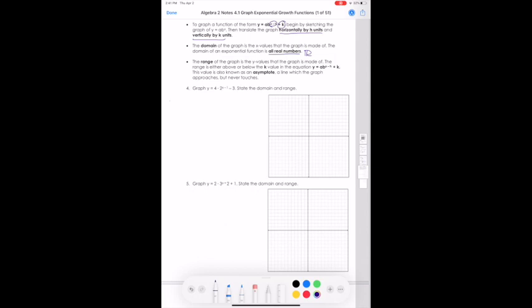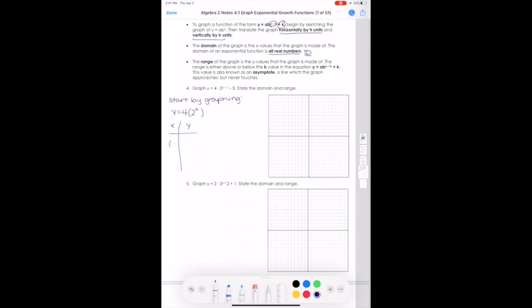So domain is x values, so what x values are included in the graph. For these, it's always going to be all real numbers. And then the range is going to be what we move it. We'll move it up or we'll move it down with that k. So again, we'll talk about that. Begin by graphing without the new things.